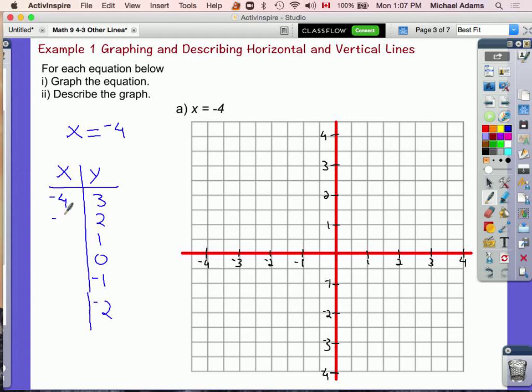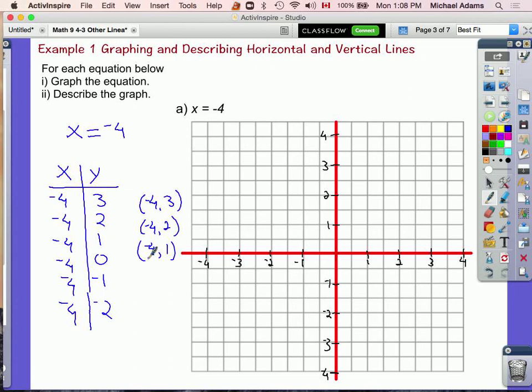If y is 2, x is -4. If y is 1, x is -4. And I think you'll understand that no matter what, it's always -4. Doesn't matter the value for y. X will always be -4. So now, if I was to try to do some ordered pairs here, okay, let's start with my first ordered pair. I'll have -4 and 3. Then I'll have -4 and 2, and then -4 and 1. And I'm going to stop there, and you'll understand what's happening.